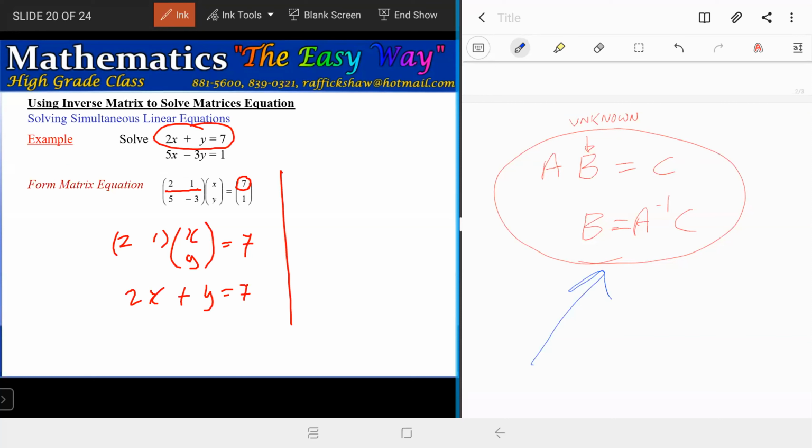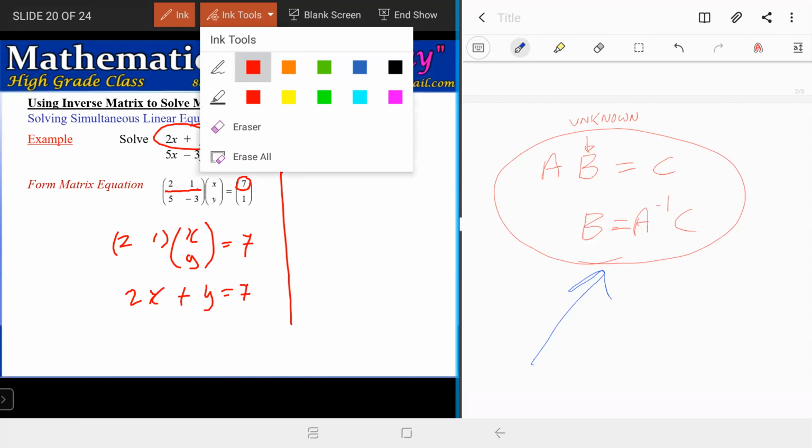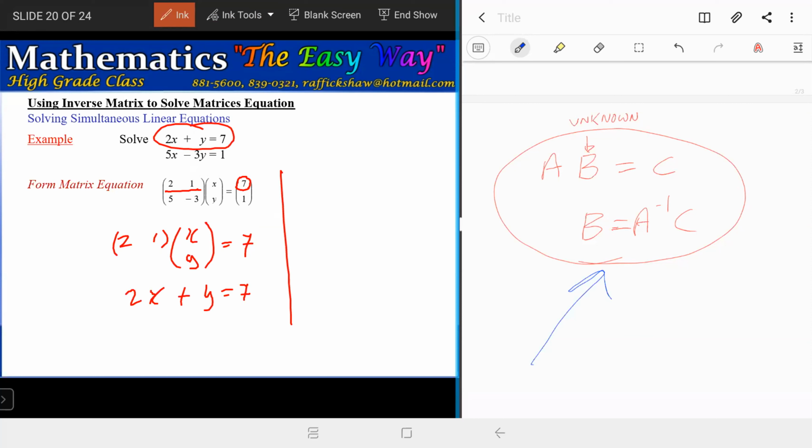And the other one, let me use a different color for the other one. Let me use the blue. The other one, the 1, is equal to the second row times the column, the 5 and the -3 times the same xy. See, that's why I have to have x followed by y. That is equal to 1. And it will be the 5 times the x and the -1 times the y, which is -3y. That is equal to the 1. And you see that this now is the same second equation.